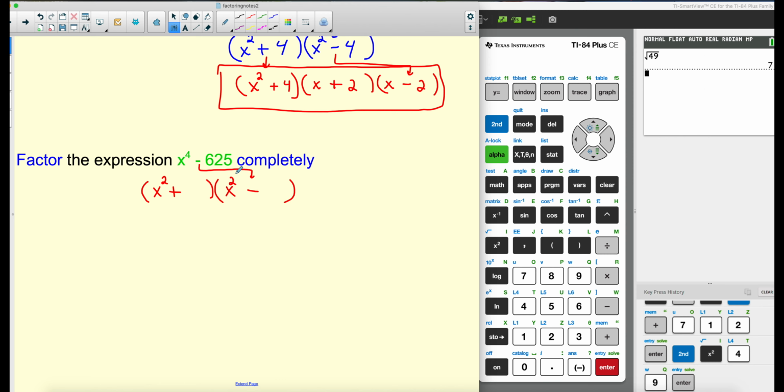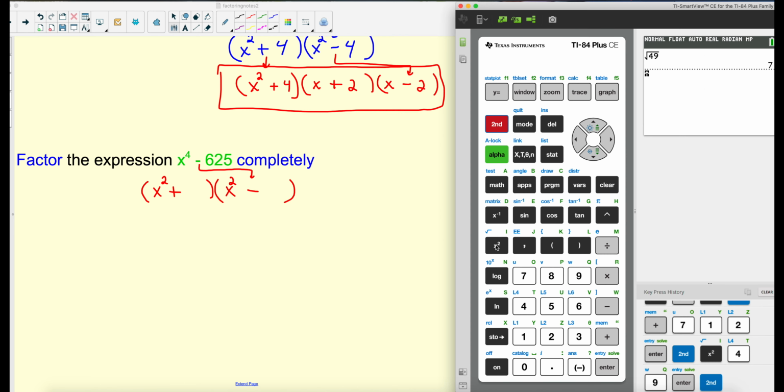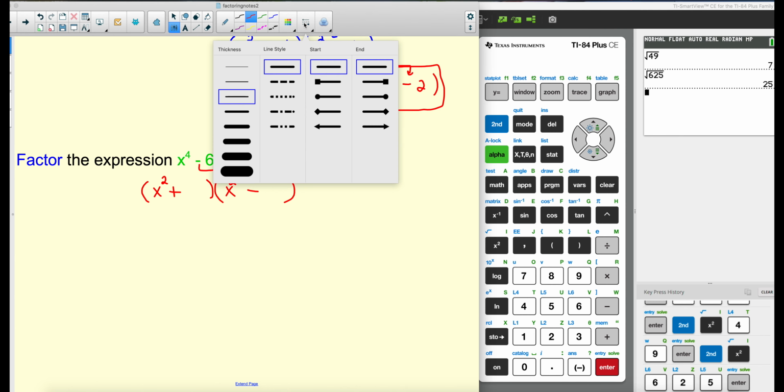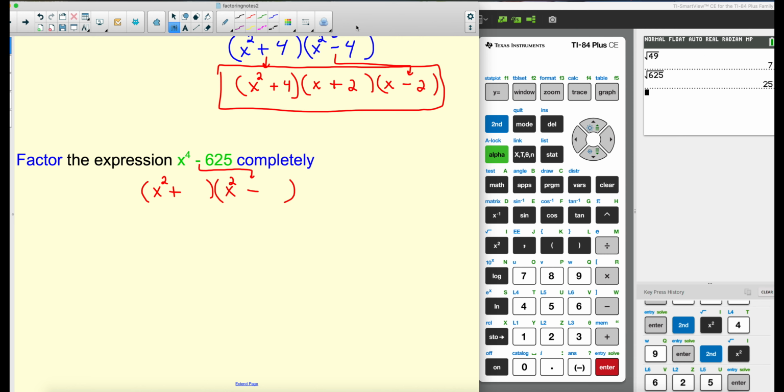Now, square root of 625. Let's say you don't know it. No problem. Go to your calculator. Second function, x squared, 625, and you hit enter. Boom. Square root of 625, guys, is 25. Okay? So you put 25 in both binomials here. Boom.